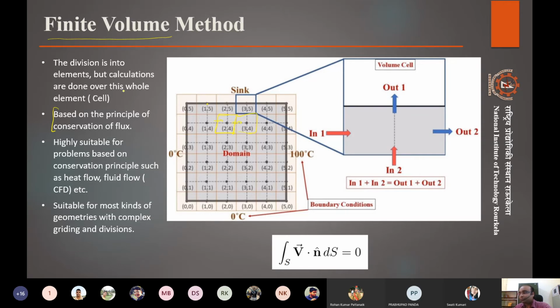Okay, so now for example, this example is that of a heat transfer problem, where we have two edges at 0 degrees Celsius, one at 100 degrees Celsius, and another is a sink. A sink basically means all the heat will be transferred to that. So what kind of situation might it be?